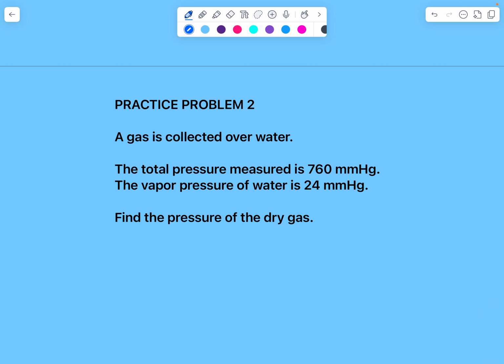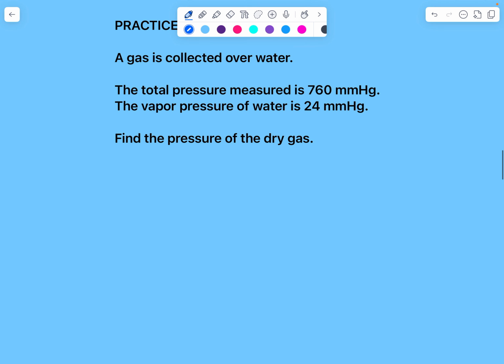Practice problem 2. A gas is collected over water. The total pressure measured is 760 millimeters of mercury. Hg is mercury, by the way. The vapor pressure of water is 24 millimeters of mercury. Find the pressure of the dry gas. So let's start with the formula we do know. We know P total equals P dry gas plus PH2O. And they want me to find P of dry gas.